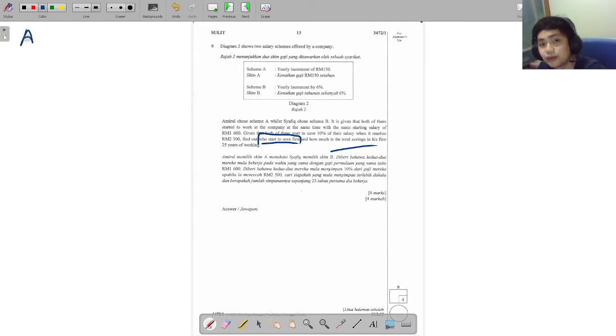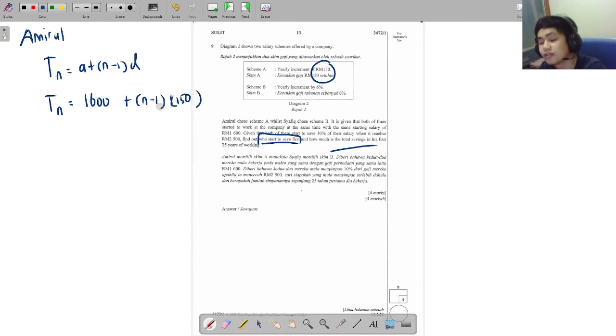So we start from Amirul. Since the yearly increment is 150, I can think of an arithmetic progression. Using the formula Tn equals a plus (n minus 1)d, a, the starting income, is 1,006 and d is 150 because his money increases every year, where n is years, right? So I can work this out.